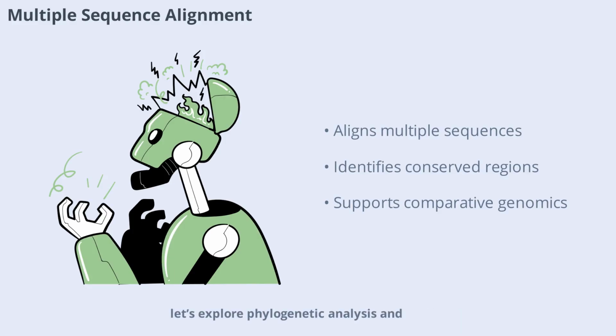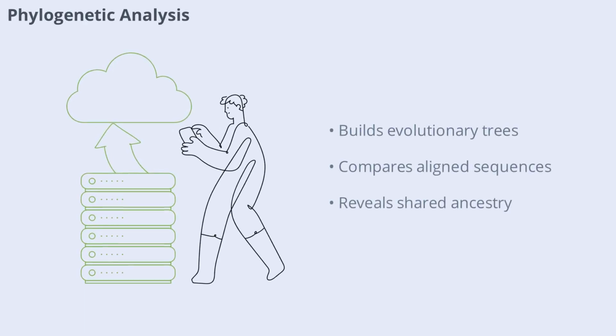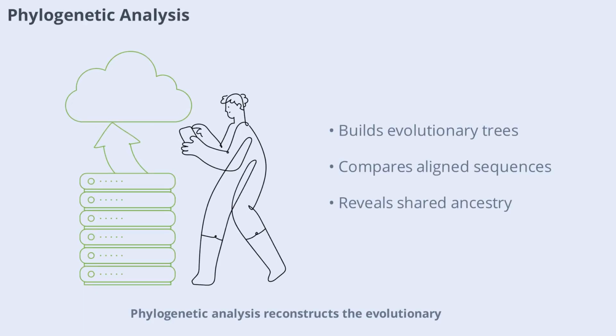Next, let's explore phylogenetic analysis and how it reconstructs evolutionary history. Phylogenetic analysis reconstructs the evolutionary relationships among organisms or genes. By comparing aligned sequences, researchers build phylogenetic trees that illustrate shared ancestry and divergence. Methods like maximum likelihood and Bayesian inference are commonly used. Phylogenetic analysis is fundamental for understanding the evolution of genes, species, and entire ecosystems.